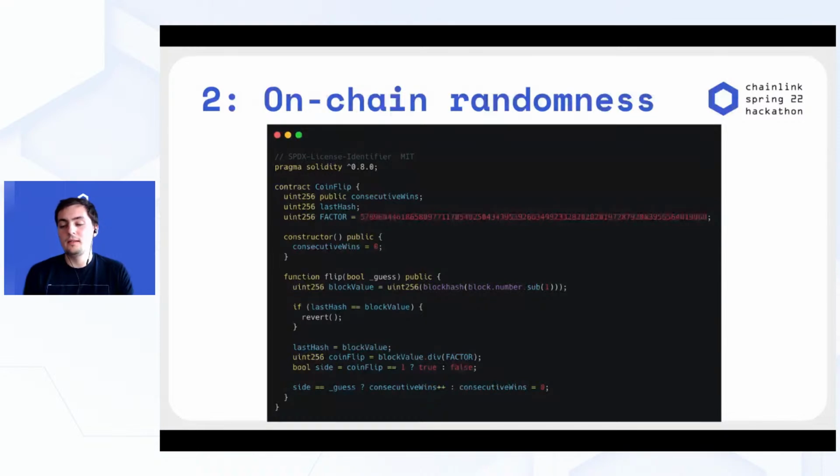And the problem with this implementation, if you look at this coin flip contract, basically we have this flip function, which only takes one parameter, guess, which is true or false. So you have a 50-50 chance to guess the flip. And you basically have consecutive wins. Your goal is to have, for example, let's say 10 consecutive wins, and then you can get the prize, maybe 32 ether, for example. And there's an implementation of this on-chain randomness. The problem with this approach is that this is pseudo randomness.